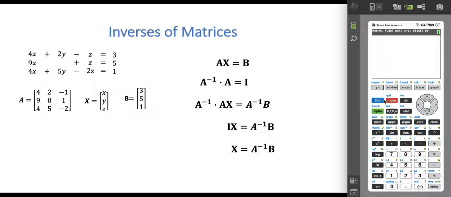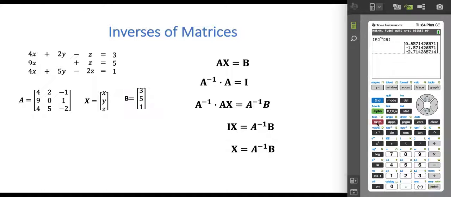So then we're going to type this exactly like this in our calculator. And we'll have our calculator do all the work for us. So second matrix, call up matrix A inverse times matrix B. And check to make sure you have it right. A inverse times B, press enter. And this is what it looks like in decimal notation.